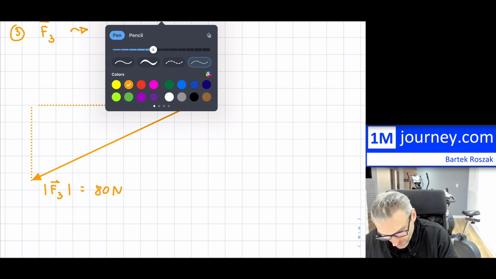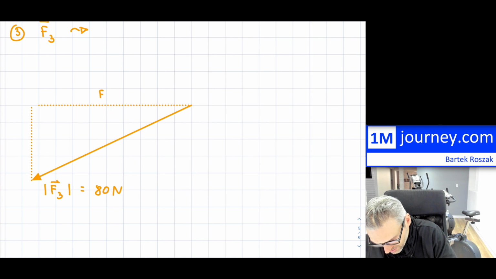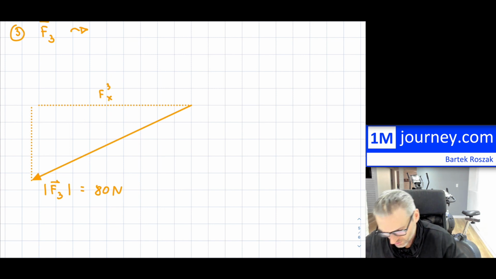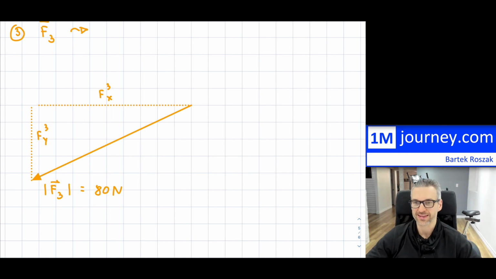So this is now a little bit different just because of the way that it falls. But this is my F3. This is the x component. Notice it's going to be negative. And then this is going to be my y component for F3, and again, it's also going to be negative. So it's going to be down for me, in terms of its direction. So those are the components.